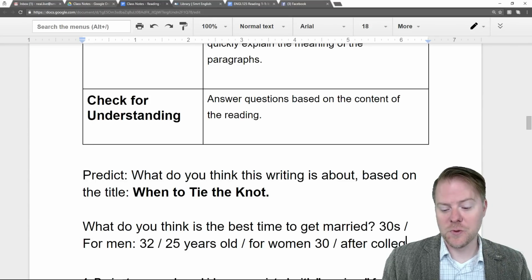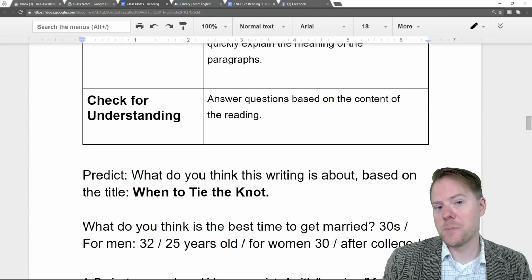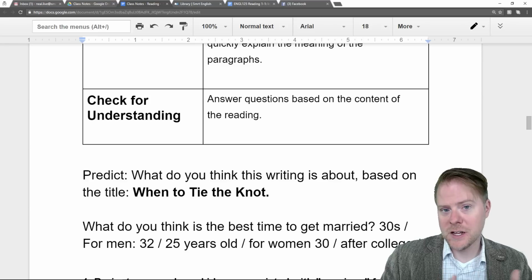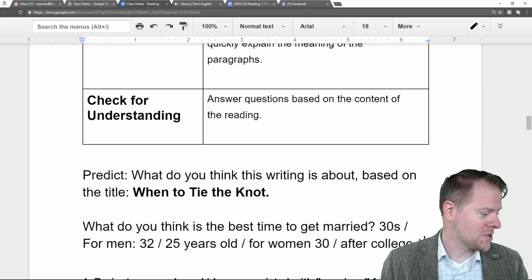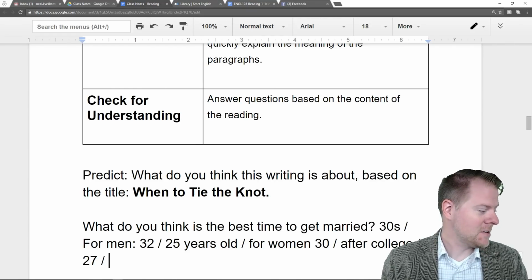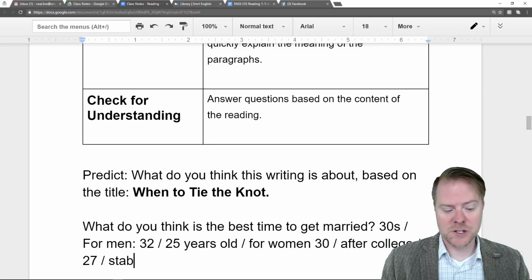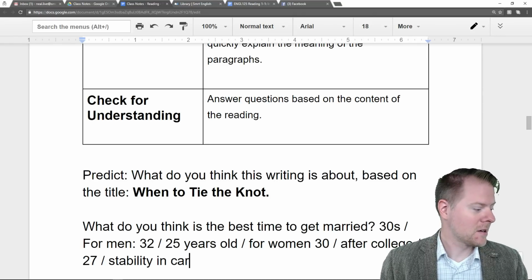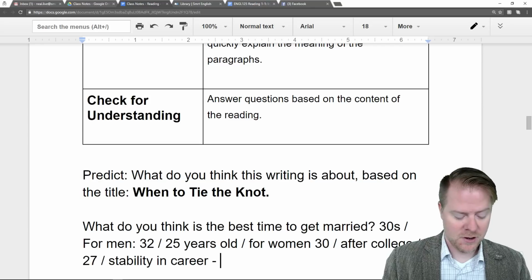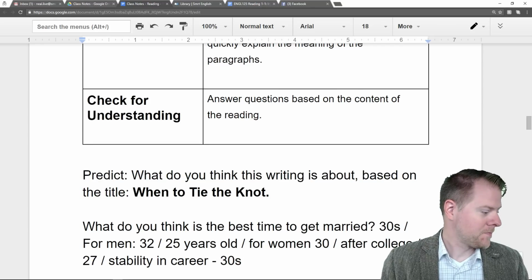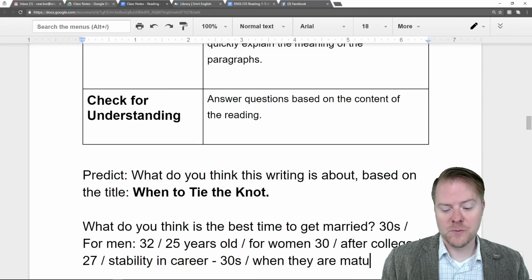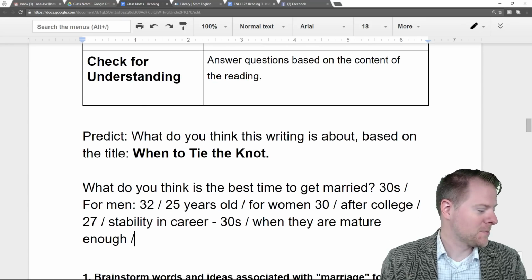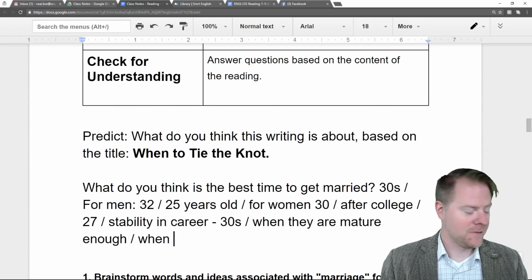After college, whenever that is, because you could go for a bachelor's degree, a master's degree, a doctorate. So whenever you're done with that after college. 27. It's good. Good use of the word stability. Stability in career. Maybe that's in your 30s. Good use of mature. When they are mature enough for responsibilities. When you can handle yourself.